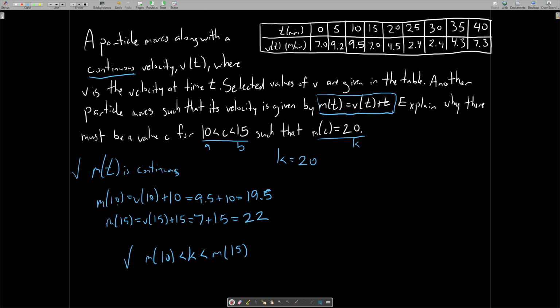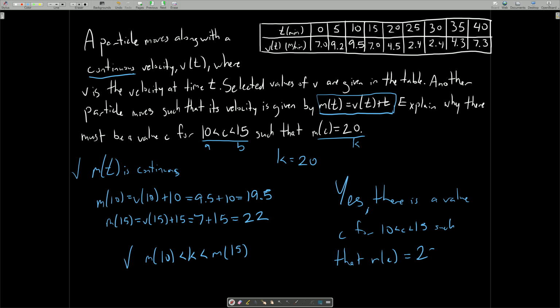And now that you've written these two conditions down, yes, there is a value c between 10 and 15 such that m of c equals 20. That's how I solve that kind of problem.